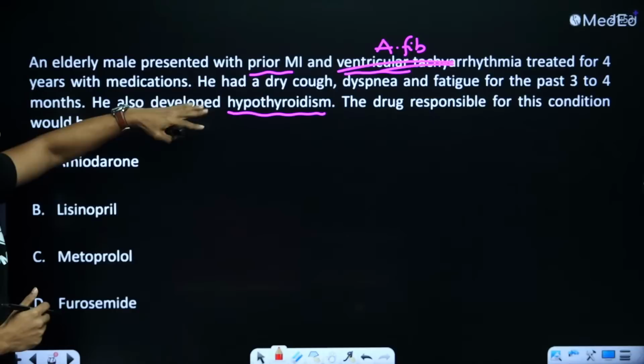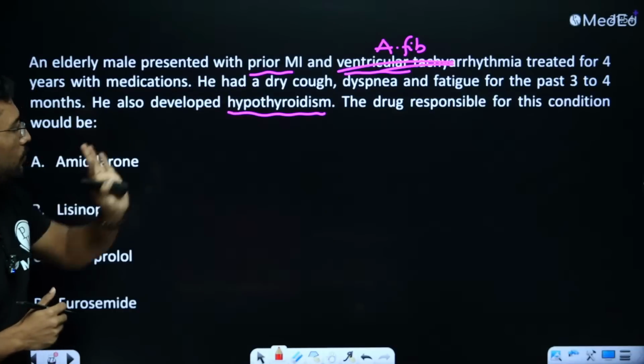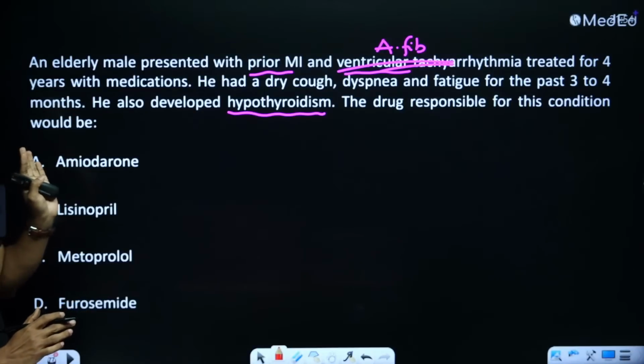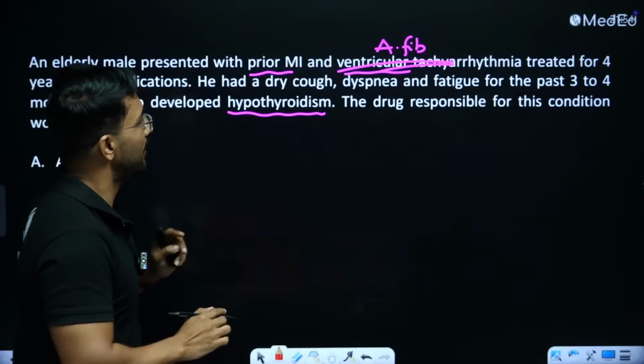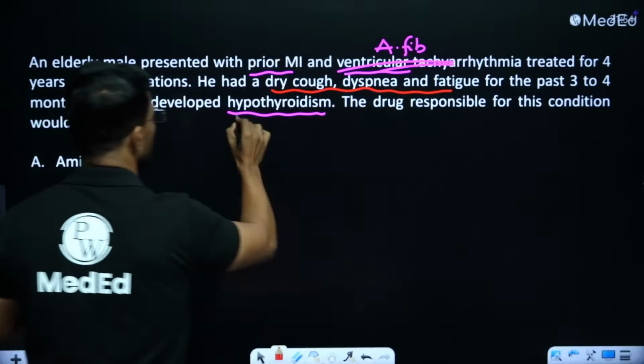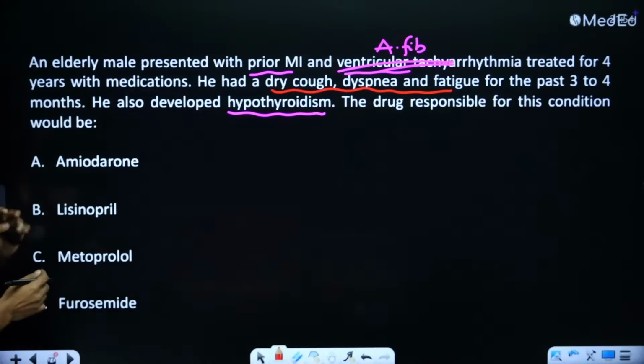So he was on medication for antiarrhythmia with, let us say, atrial fibrillation. He was on antiarrhythmics, and for the past 3 to 4 months, he is developing dry cough, dyspnea, and fatigue. And he has also developed hypothyroidism. Which of the following drugs can be responsible?